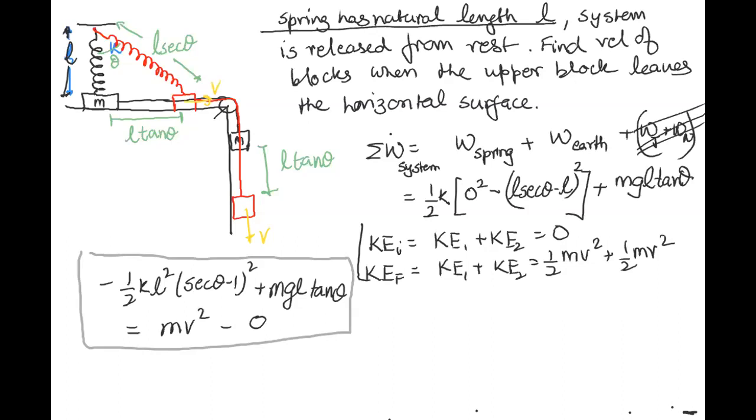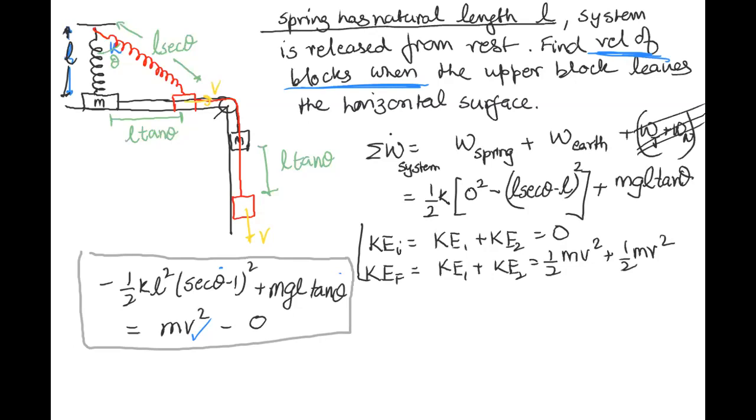What do I need to find, brother? Let's look at it. Find the velocity of the blocks, this is what I have to find. This means that I want to find this and I want to get rid of this. I don't want theta in my answer. Theta is an unknown. Now I ask you, what is the condition given? Just leaves the surface. That is the condition.